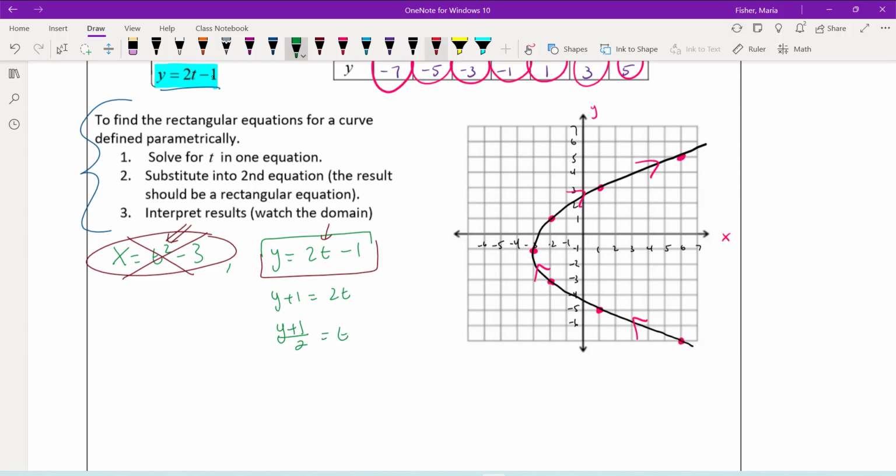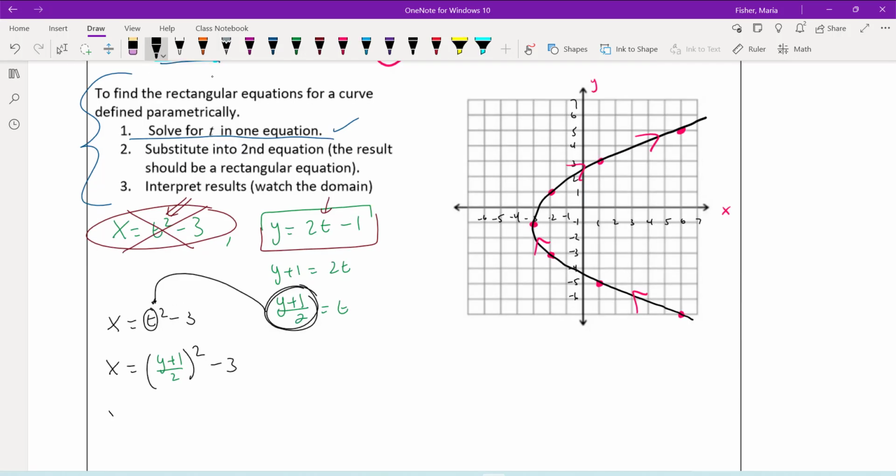So the first step is to solve for t in one of the equations. Then you're going to substitute that into the second equation. So remember, the second equation is this one that I crossed out here. It's that x equals t squared minus 3. So what we're going to do is instead of writing t in this equation, we're going to replace it with what t is equal to, which is (y + 1)/2. So we end up with x is equal to ((y + 1)/2) quantity squared, and then still minus 3. So all we did was replace the t with what t is equal to.